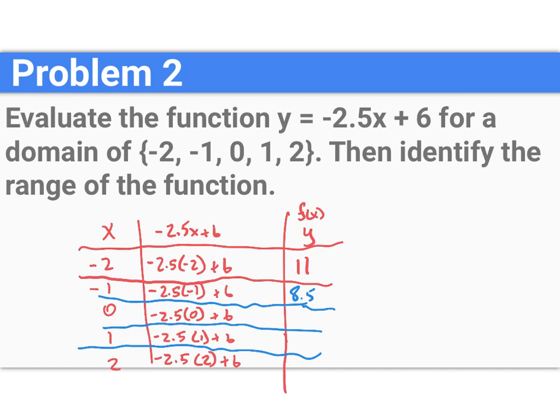-2.5 times 0 is 0, so we just get 6. -2.5 times 1 is -2.5 plus 6 is 3.5, because 6 minus 2 is 4, then minus another 0.5. -2.5 times 2 is -5 plus 6 is +1. And there we go. So the range of our function is 1, 3.5, 6, 8.5, and 11. It goes from 1 to 11 for this domain only. Outside of this domain, the numbers change.